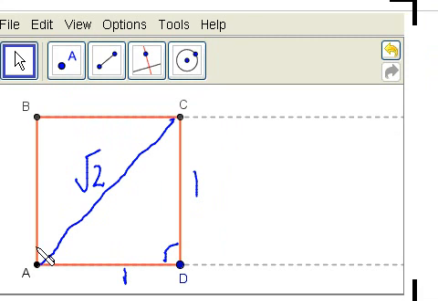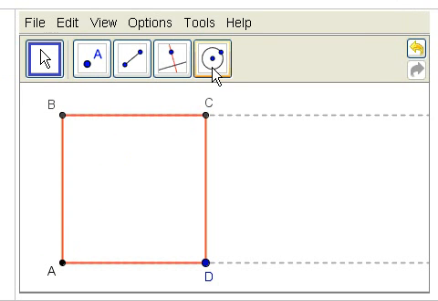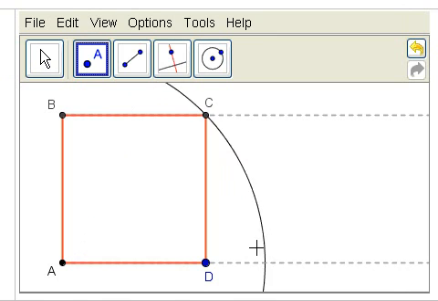So, to make a rectangle that has this as one side, we'll take this as the center of a circle, this is a radius, and swing this downward so it finds this point that is also the square root of 2 units from A. And we do it like this. Using the circle tool, this is the center, this is our radius to C, and now we can find this point that is also the square root of 2 units.